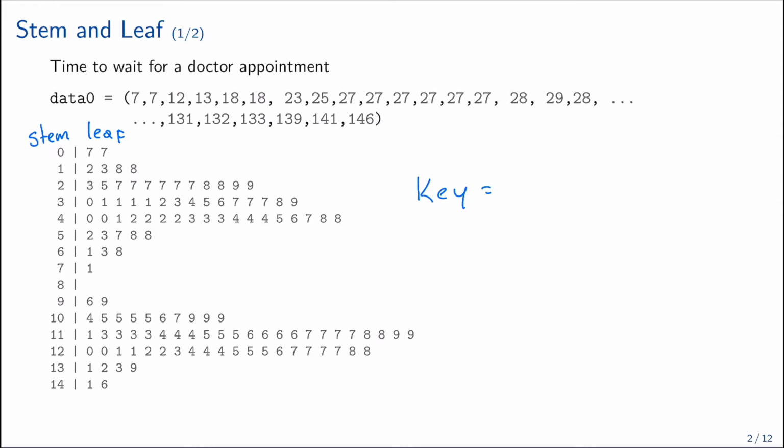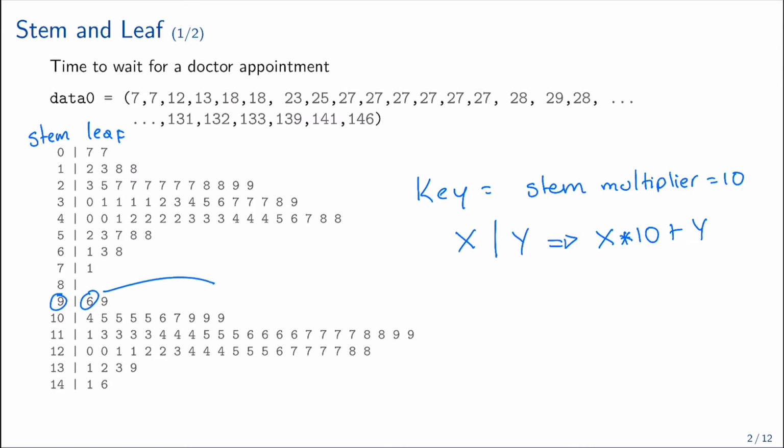So the key to interpret this stem plot is that the stem represents tens, the stem multiplier is equal to 10. So when we have x, which is the stem, a pipe, and the leaf, a number y, that represents x multiplied by 10 plus y. Take any in particular, for example this one: we have 9 multiplied by 10 plus 6, so that's 96.